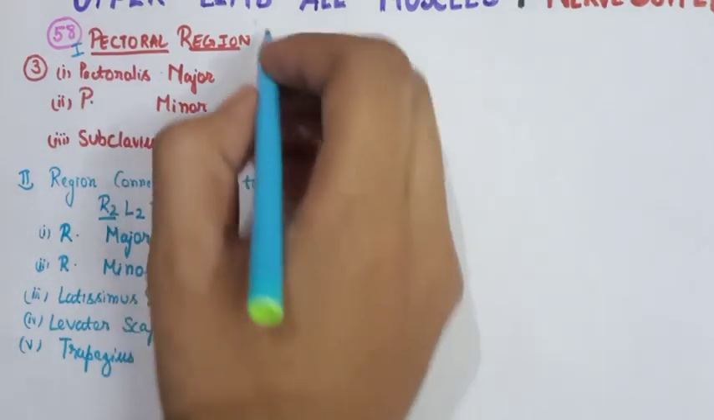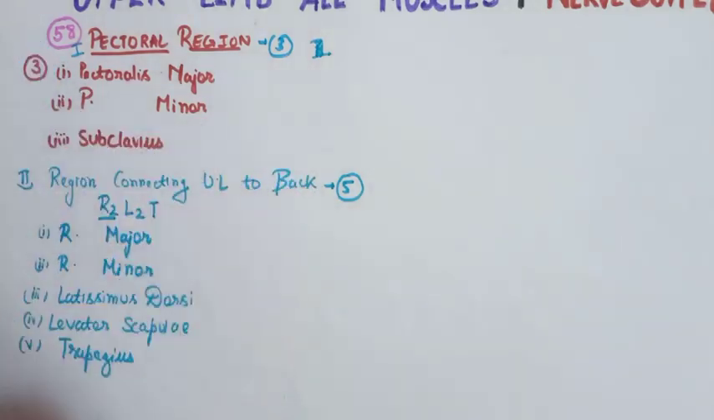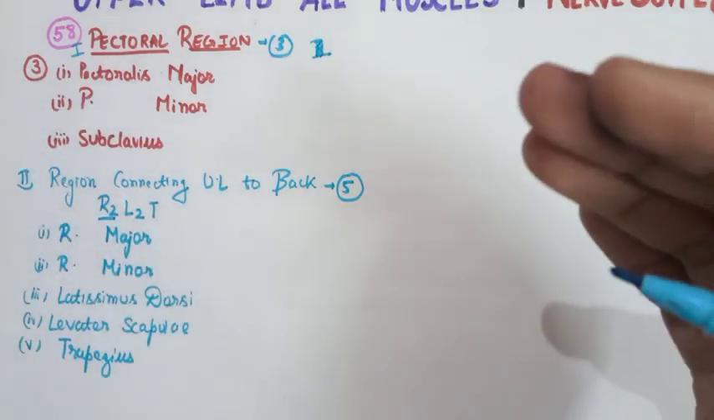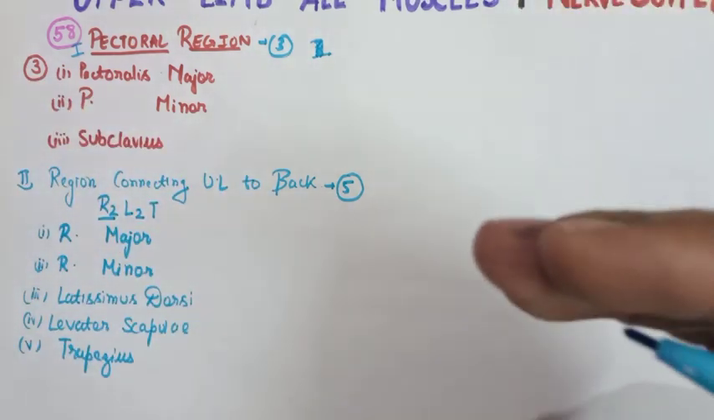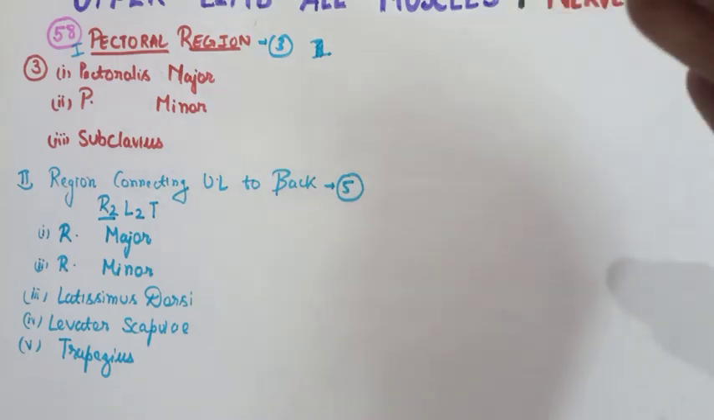So in the pectoral region we had 3. Till now we have discussed 8 muscles. Now we have to discuss the remaining 50 muscles. Out of 50, the 40 are present in the forearm and the hand. In the forearm we have 20 muscles, and in the hand also we have 20 muscles. So in total we have 40.